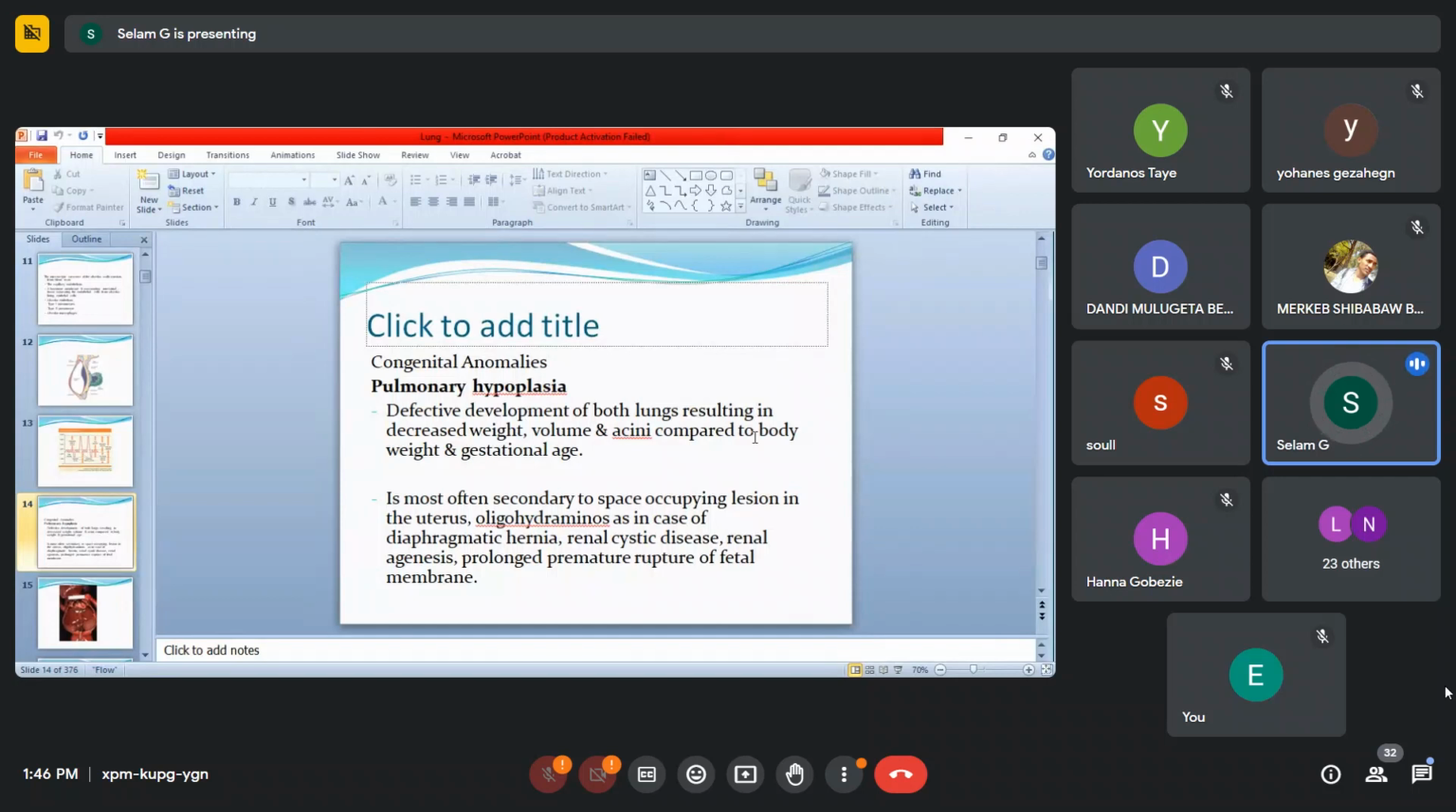Pulmonary hypoplasia is defective development of the lungs, resulting in decreased weight, volume, and acini compared to body weight and gestational age, and is most often secondary to a space-occupying lesion in the uterus, or if the patient has decreased amniotic fluid, which we call oligohydramnios, as in the case of diaphragmatic hernia, renal cystic disease, renal agenesis, or prolonged premature rupture of fetal membranes. All could result in hypoplasia.